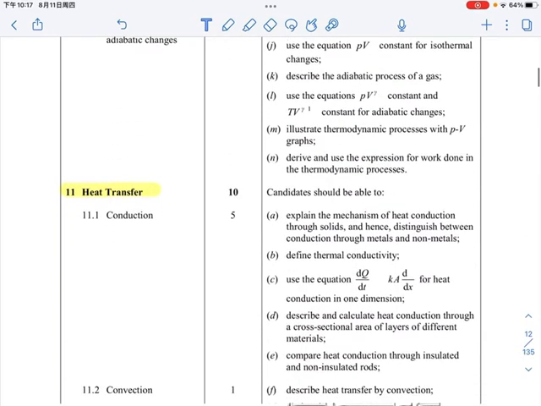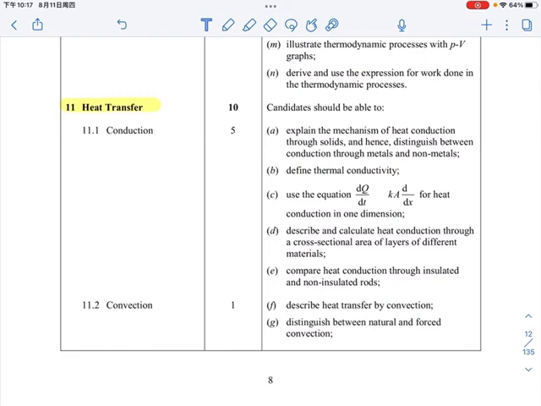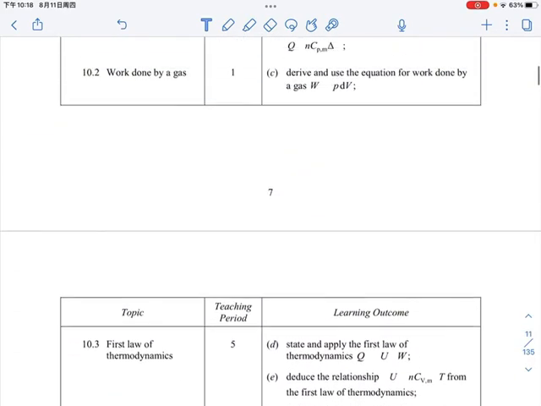Number 11, heat transfer. For this topic, every year they like to come up in your exam, especially in section C, which is the essay questions. In section C you will have 3 questions, 18, 19 and 20, each worth 15 marks. They like to come up with number 11, heat transfer, in section C, so you have to know how to answer. Okay, so that's all for the physics syllabus.